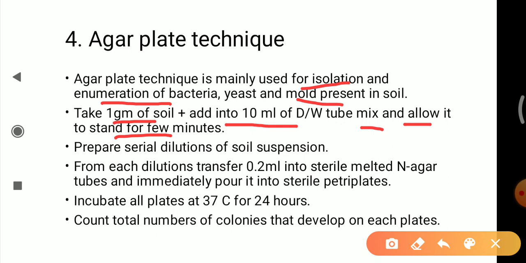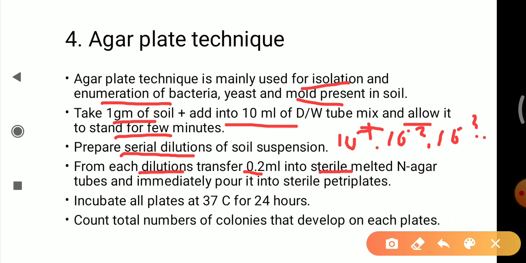After that, we prepare a serial dilution of the soil sample: 10 raised to minus 1, 10 raised to minus 2, 10 raised to minus 3 and so on. From each dilution tube, we withdraw 0.2 ml and transfer it into sterile melted agar.